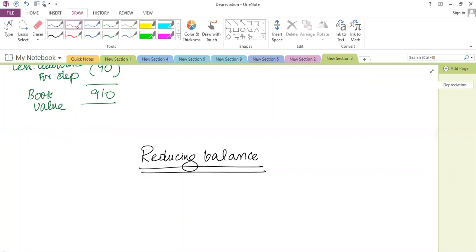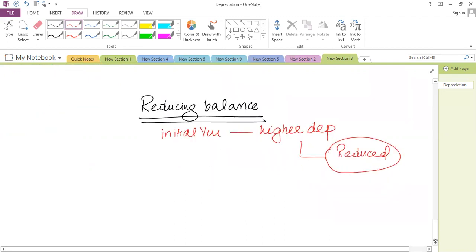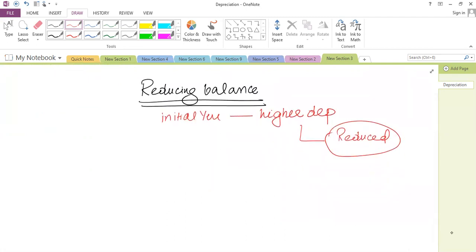Under this method, the depreciation will be higher in initial years. In initial years, we'll charge higher depreciation, and in subsequent years, depreciation will be reduced gradually. So this method is applicable on those assets which provide economic benefit initially higher and subsequently lower. And in this particular method, each year depreciation value will be different.